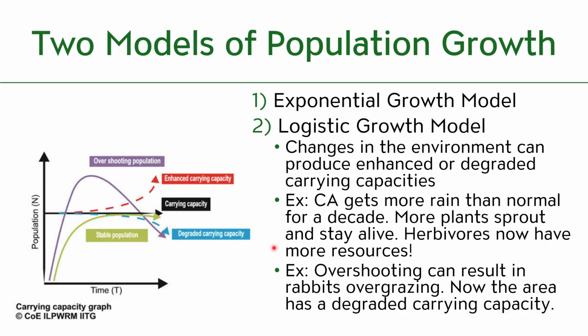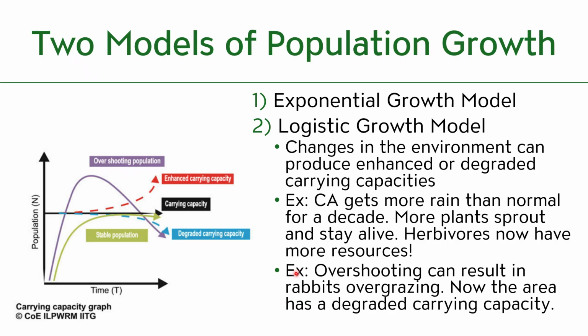An example would be maybe California gets a huge decade of rain, and we have record amounts of rain every single year for 10 years. So that means more plants are going to sprout, more plants are going to stay alive. That's more food for the herbivores. So we see a huge explosion in the squirrel and rabbit populations in California. So that would be an enhanced carrying capacity. The environment has more food, more resources, so you can have more of your population.